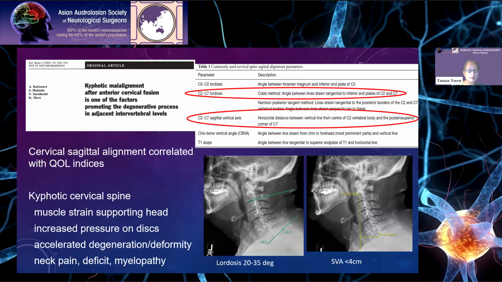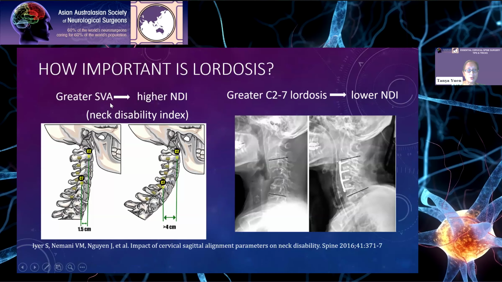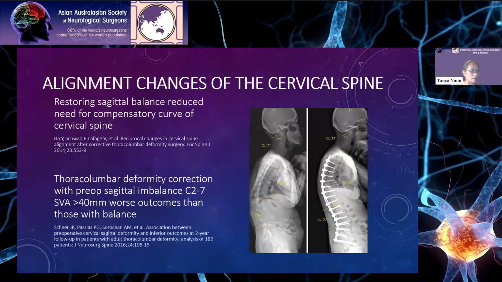So this is a study that showed someone who had a greater SVA, so in other words, the distance between C7 and C2 was greater, was associated with a higher neck disability index. So in other words, more neck pain and disability. Those who had a greater lordosis, so in other words, they were more lordotic in their cervical spine, had a lower NDI.